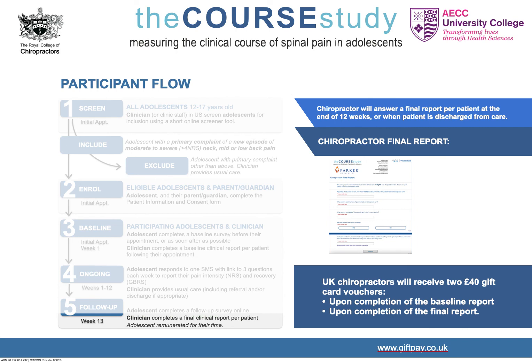The chiropractor will get a final report sent out after 12 weeks. This final report is going to ask you about your care. It's going to ask how many weeks they were under care, how many visits they had, how much it cost. And it's also going to ask a little bit about what kind of treatment options were used during your visits. You will get a $40 gift card voucher after the completion of each of your reports as well.